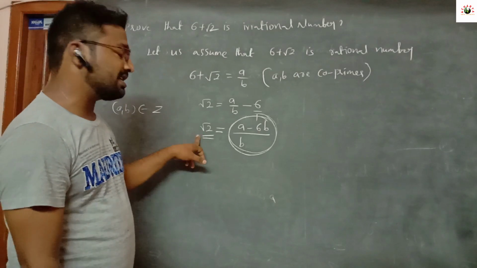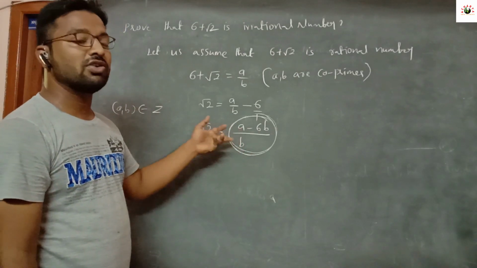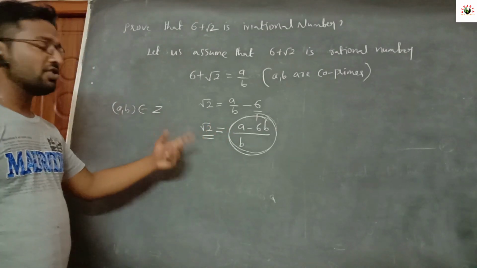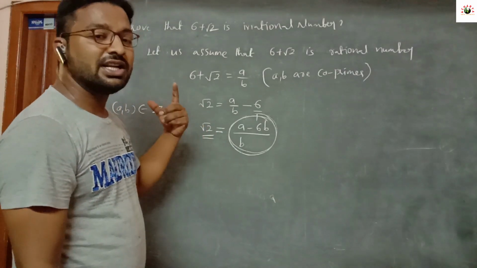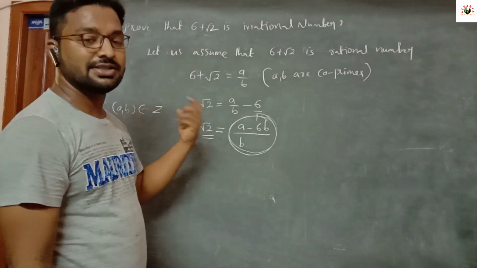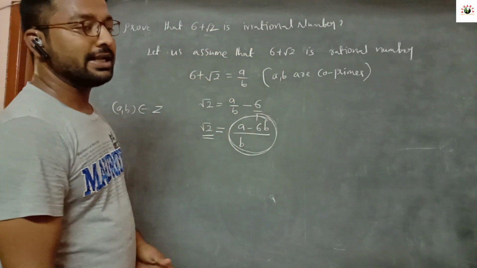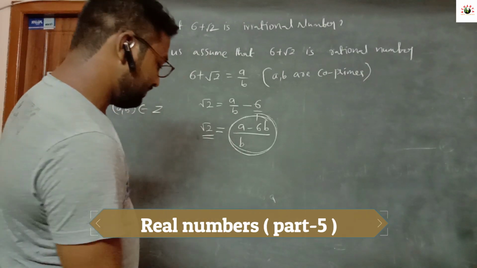Why? Because here an irrational number equals a rational number. So this is a contradiction statement. This contradicts the fact, so our assumption is incorrect. Our assumption is wrong. So the given 6 plus root 2 is an irrational number.